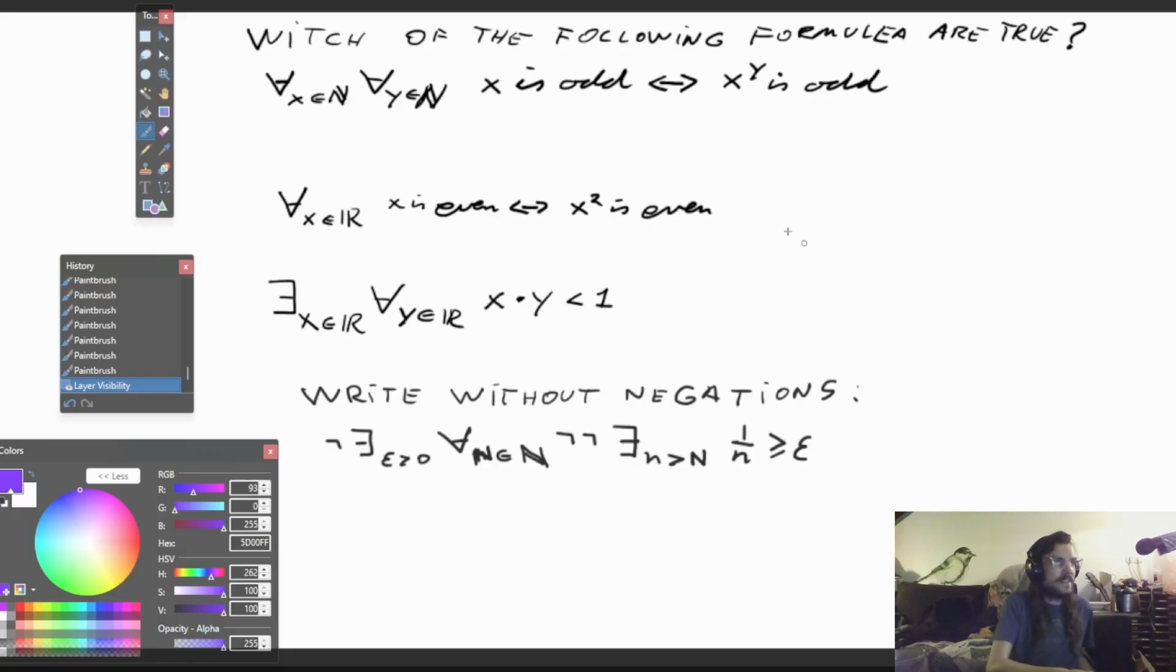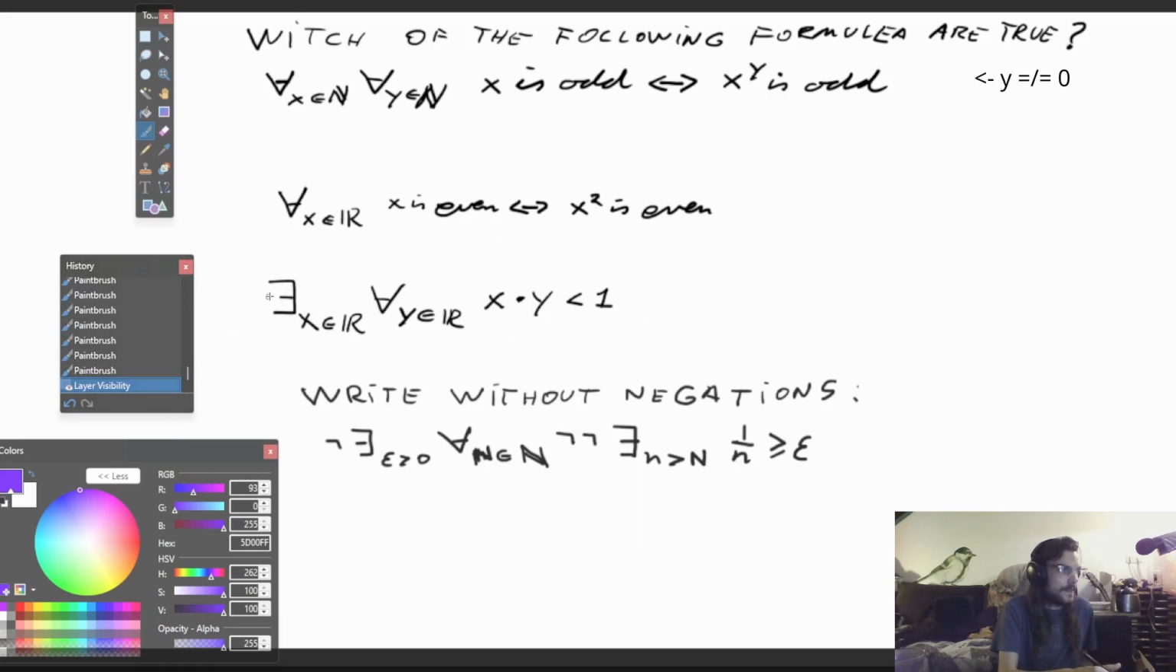I just want to do some exercises to finish this video off. I will read it out because my handwriting is a bit difficult to read. So this says which of the following formulae are true. The first one has 2 quantors in it, both are natural numbers, and it asks if x is odd, then is x to the power y also odd, and vice versa. Is this true or not? And then the second one, the same but with a square and the real numbers.